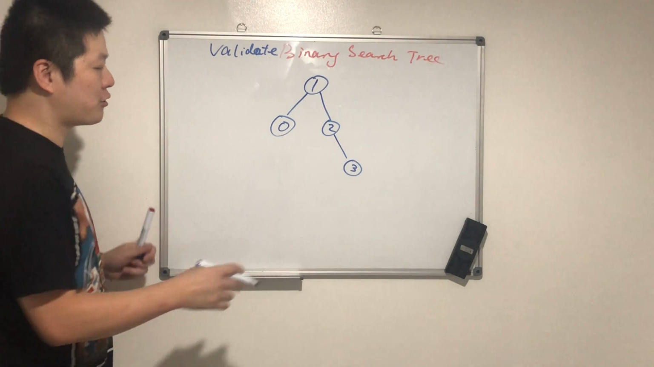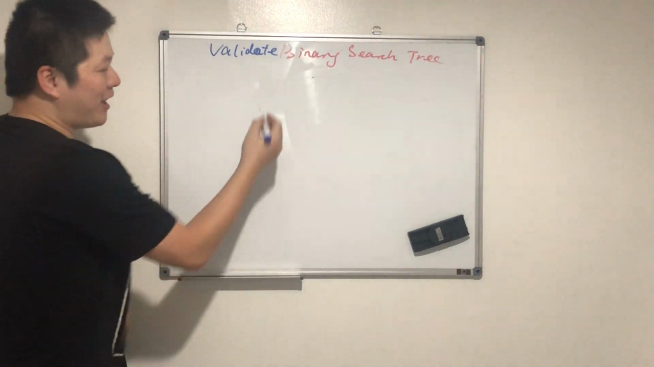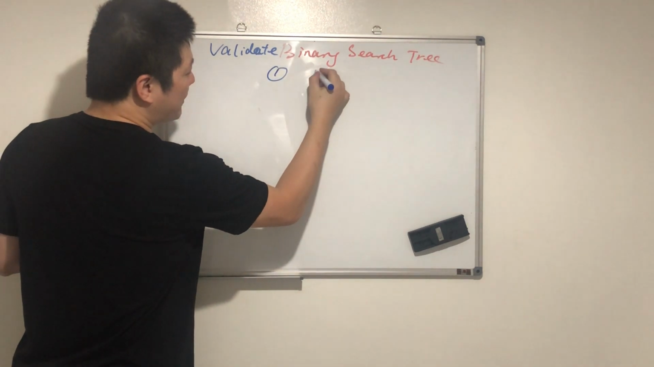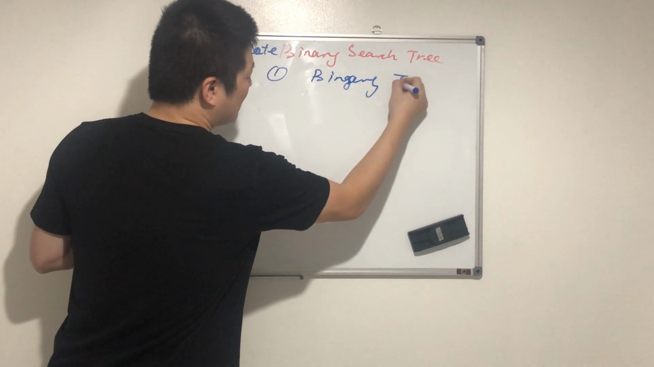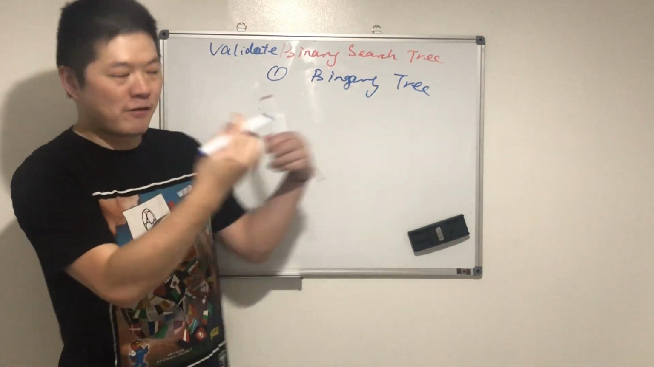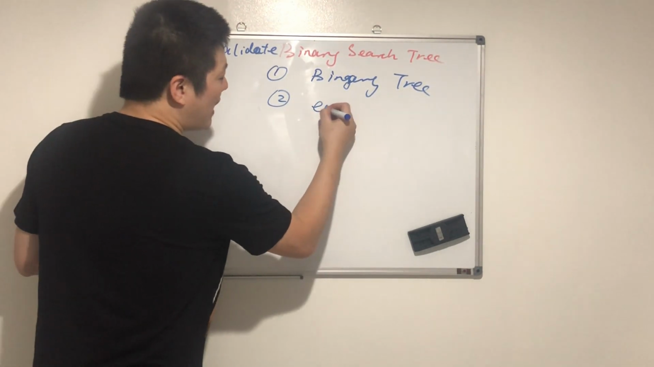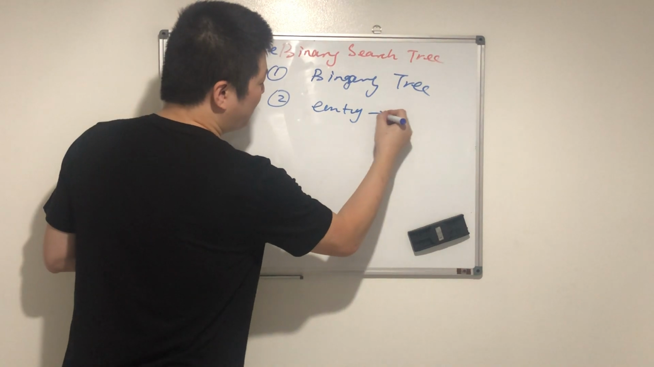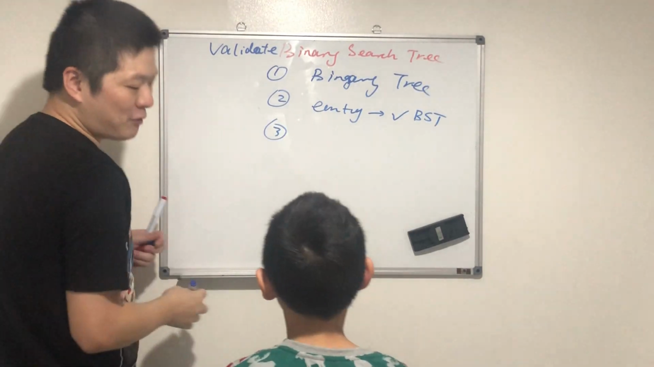A binary search tree, first of all, is a binary tree, right? So the binary search tree has to be a binary tree. What's binary? Two. Yeah, well done. Binary, two kids, left or right. The second one, binary search tree: the empty tree is also a valid binary search tree. Okay. The third one, the important thing.